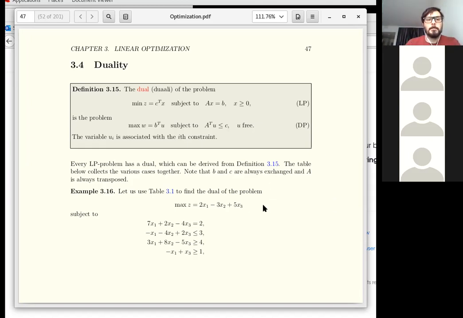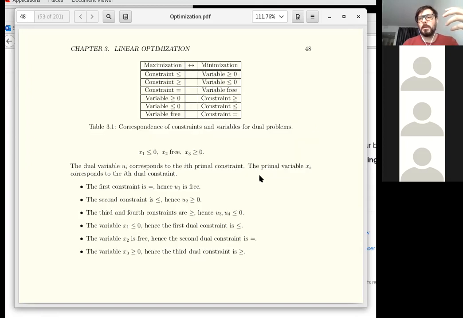Here's an example. I'm going to skip this. There is this definition 3.15. We can derive from this 3.15, and there is also a possible way for a general linear program, or a linear program that is not in standard format, to be constructed as a dual. And here's another way: if the original problem is a maximization problem, then it becomes a minimization and vice versa. If the original problem has a constraint, then for each constraint, we introduce a variable in the dual.